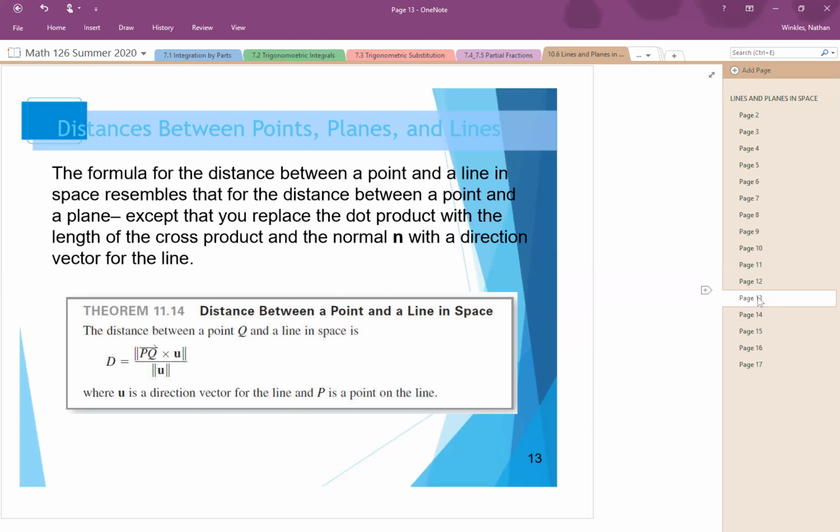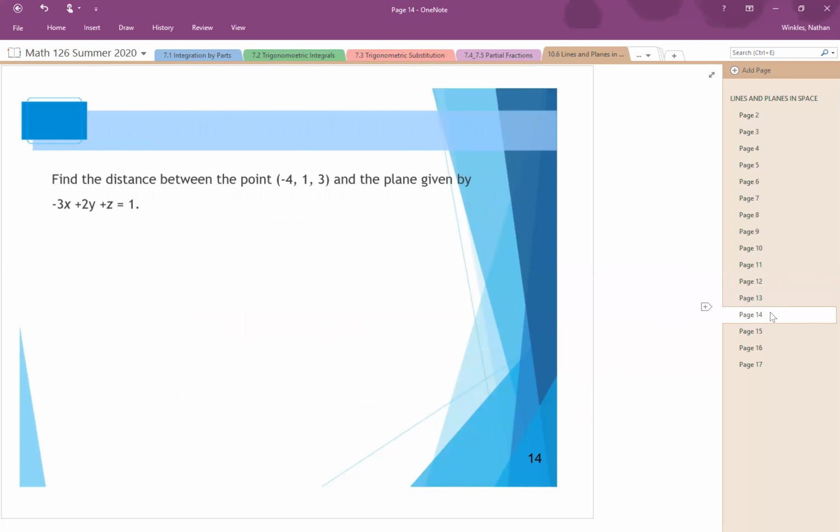So the distance between a point Q and a line in space is given by D equals the magnitude of the line segment PQ cross U divided by the magnitude of U, where U is a direction vector for the line and P is a point on the line. So slightly different, but not much of a change. So in this case right here, it says find the distance between the point (-4, 1, 3) and the plane given by -3x + 2y + z = 1.